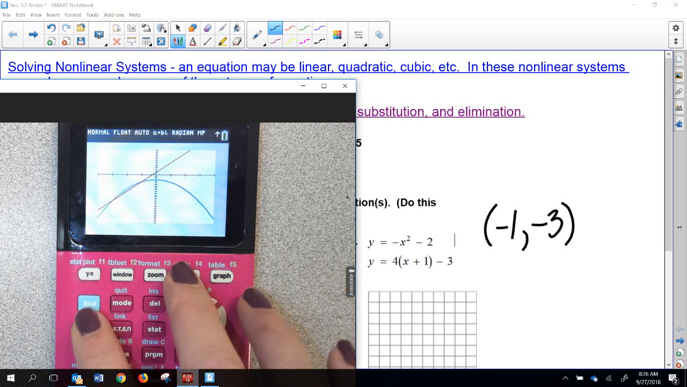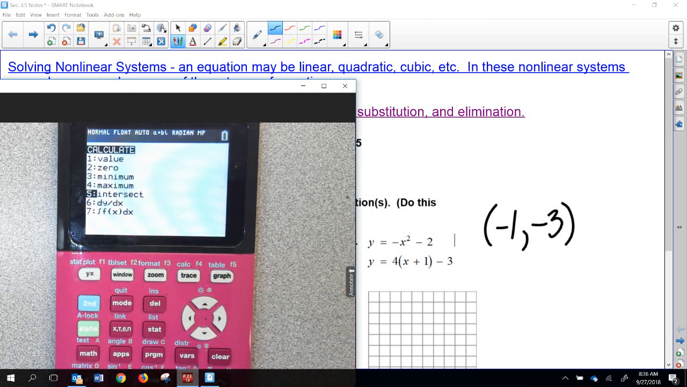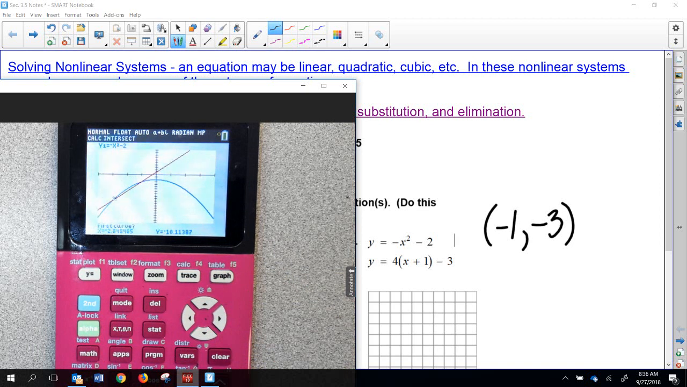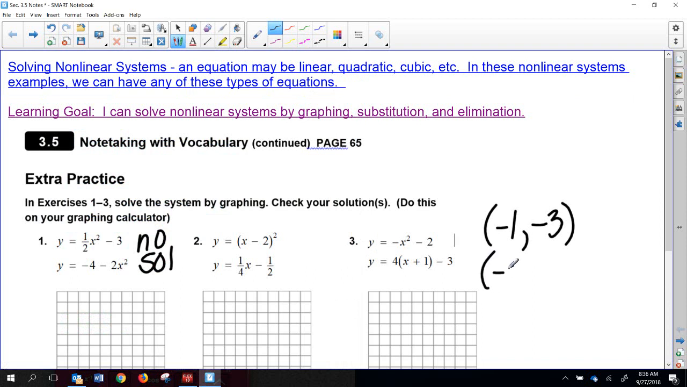So I'm going to do second trace calculate intersect. I've got to get close to it. Enter, enter, enter. And my other point of intersection is at -3, -11.